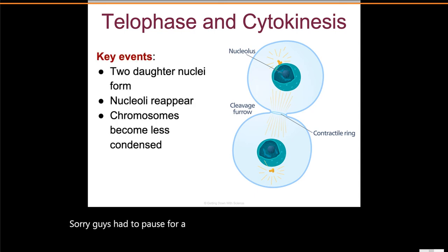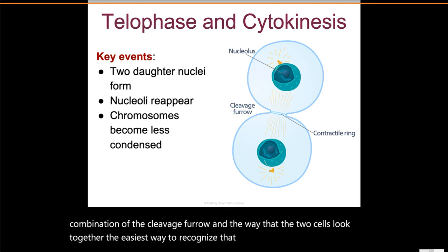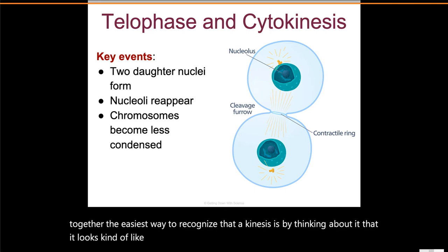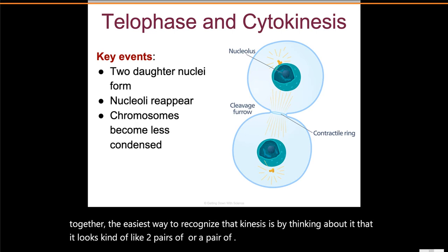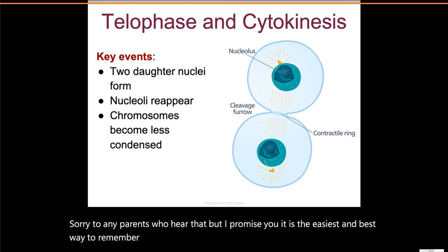Okay, so I say that because of the combination of the cleavage furrow and the way that the two cells look together. The easiest way to recognize cytokinesis is by thinking that it looks kind of like two pairs of boobs, or a pair of boobs. Sorry to any parents who hear that, but I promise you it is the easiest and best way to remember when cytokinesis is occurring.